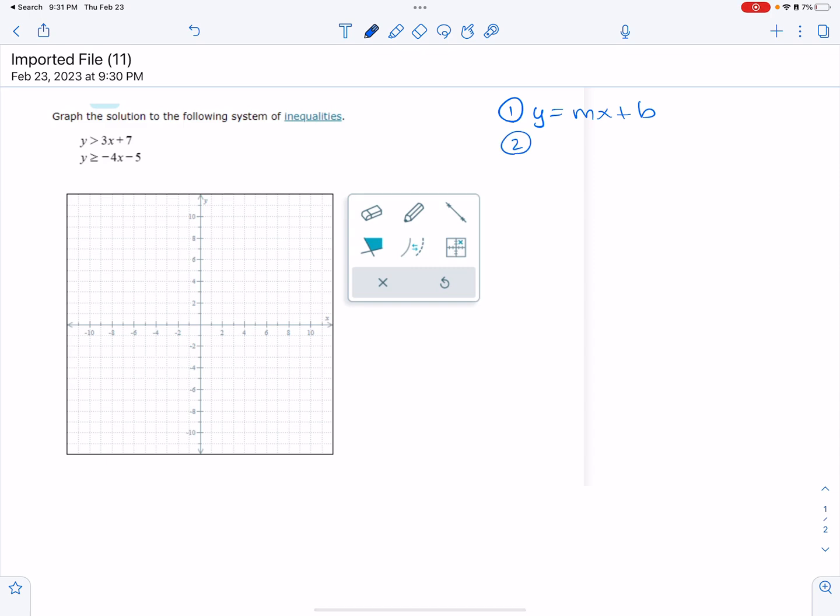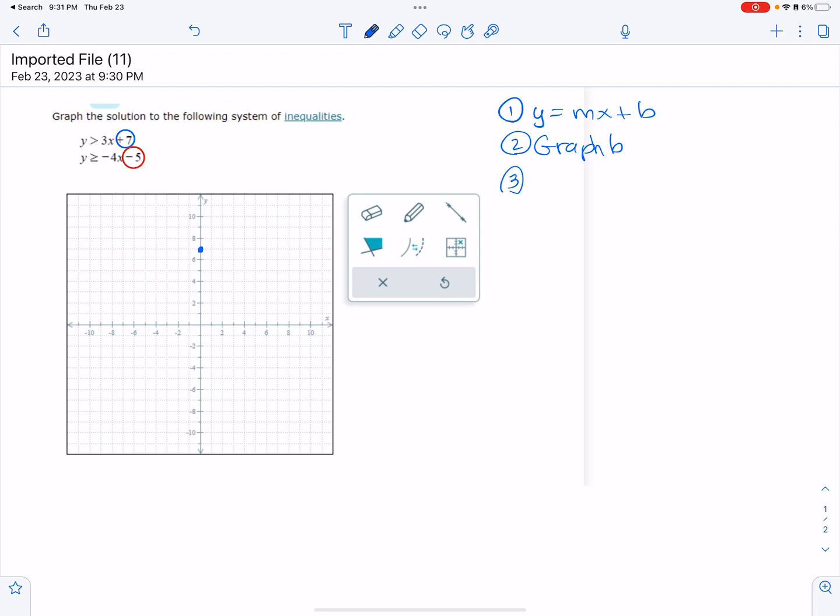Secondly, when you do that, you graph b, and b is the positive 7 in this one and negative 5 in this one. So I'll do this one in blue, and I'll do this equation in red. Okay, so let's start with the blue equation. I'm going to graph positive 7, so 2, 4, 6, and then 7.